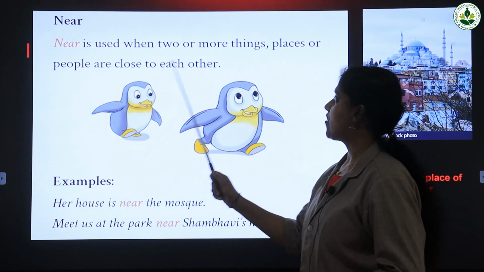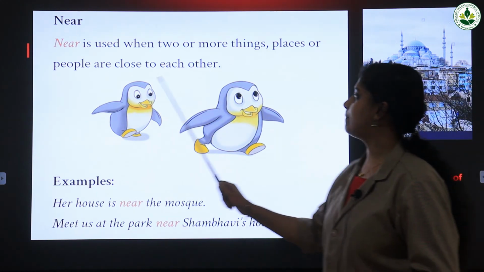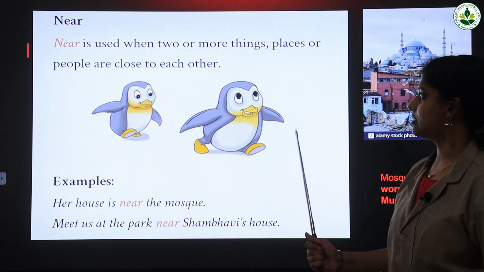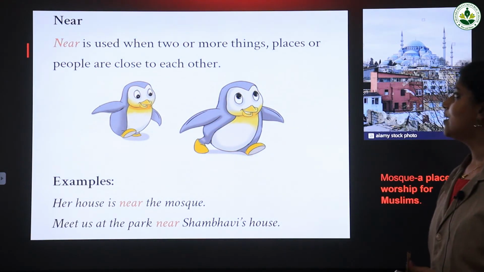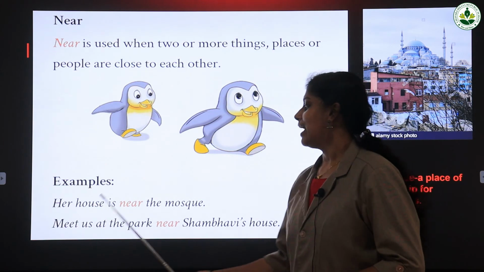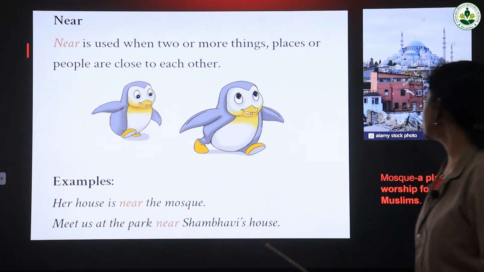Near is used when two or more things, places or people are close to each other. Okay, this is the definition of this one. Look at this example. Her house is near the mosque.